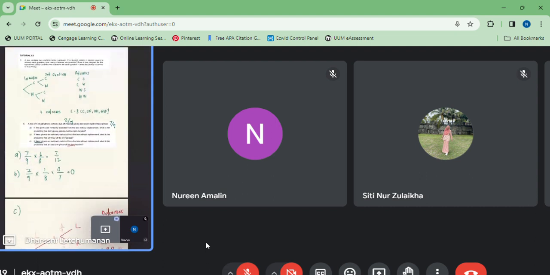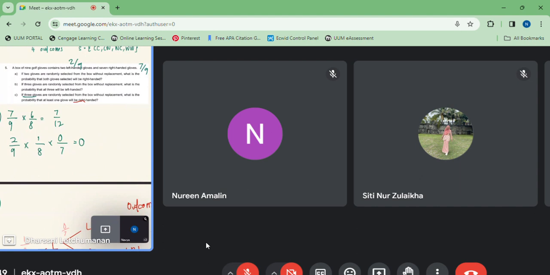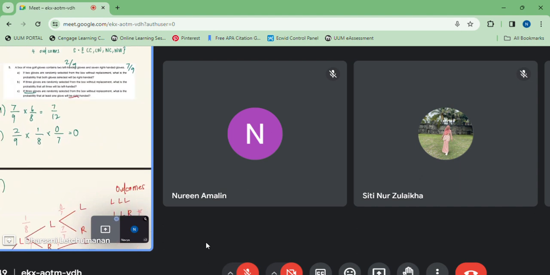Okay. Next one, we go to the glove question. They say in a box, there are 9 gloves. Got 2 for left hands and 7 for right hands. If 2 gloves are selected at random without replacement, what is the probability that both gloves selected are right-handed?